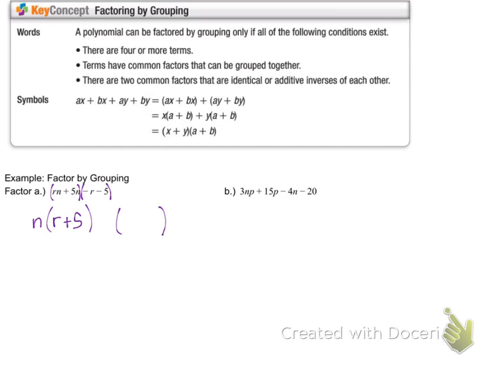Negative 1. If I divide that second group, negative R divided by negative 1 is R. Negative 5 divided by negative 1 is plus 5. So by placing this sign in the second group, I knew I was going to take a negative out, which allowed me to put negative 1 here. Do we see that we have like groups now? And at this point, I'm going to factor these out.